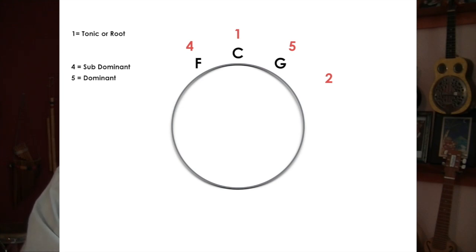Now we got a 2. There's nothing there to 2. Well, what's the 2 of C? Count up. C, D. So let's put a D there. That's our 2 chord. Now we've come to a situation here where it's very interesting.